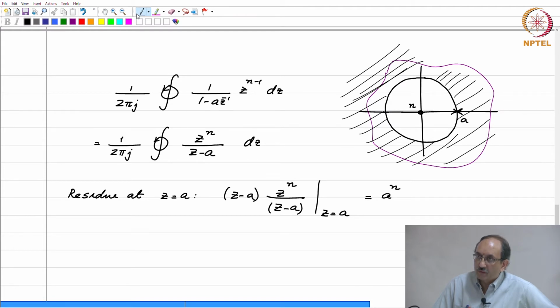So, what is it that we have assumed here? If you stop here, you are not done, because what we have assumed here is n greater than or equal to 0. So, this is the answer for n greater than or equal to 0, which is a to the n, which is along expected lines. What we have not yet shown is that this gives you 0 for n less than 0, only then is this complete.